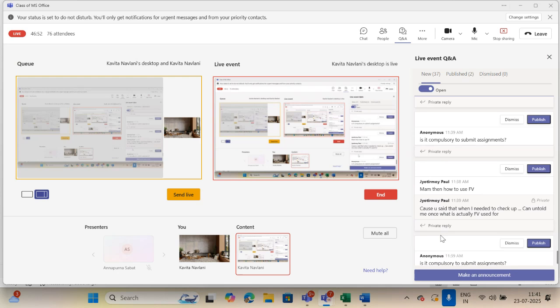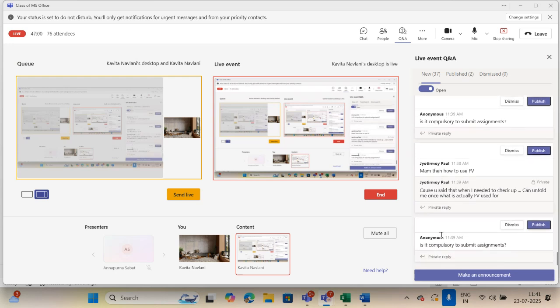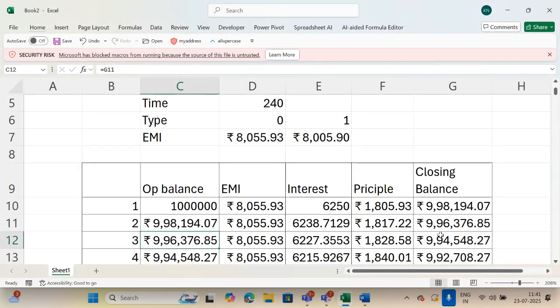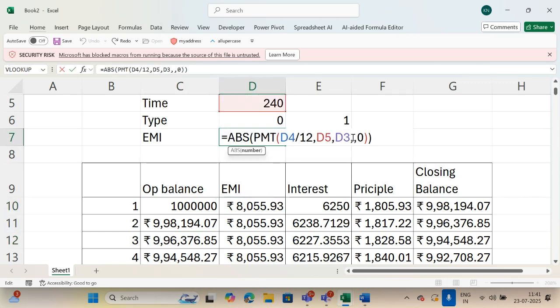Ma'am, then how to use FV? See, later on I'll tell you the example of FV also. Jyotirmay, I'll tell you the example. First do whatever I'm doing. Yes, I'll tell you. But presently it is the loan amount, so that's why we have to put a comma in place of FV, and just 0. Type 0 is if you are paying in the second half of the month. Okay.